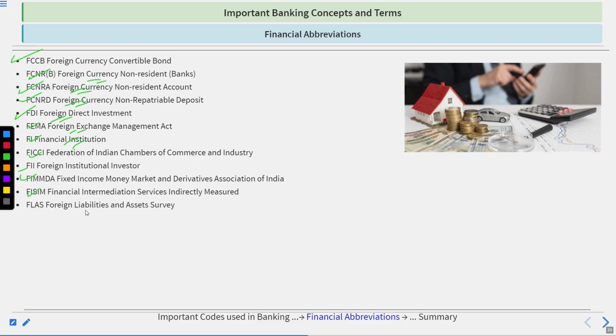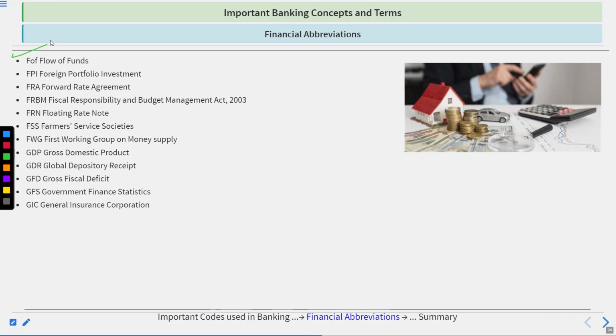FISIM, Financial Intermediation Services Indirectly Measured; FLAS, Foreign Liabilities and Assets Survey; FOF, Flow of Funds; FPI, Foreign Portfolio Investment; FRA, Forward Rate Agreement; FRBM, Fiscal Responsibility and Budget Management Act 2003; FRN, Floating Rate Note; FSS, Farmers Service Society; FWG, First Working Group on Money Supply; GDP, Gross Domestic Product; GDR, Global Depository Receipt; GFD, Gross Fiscal Deficit; GFS, Government Finance Statistics; GIC, General Insurance Corporation.